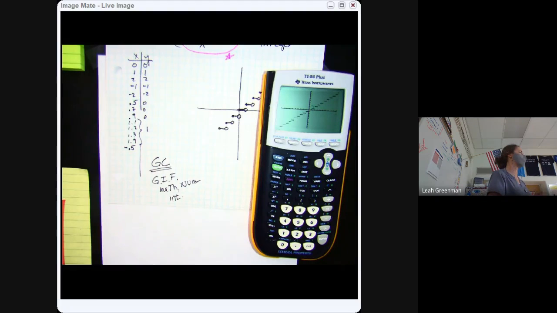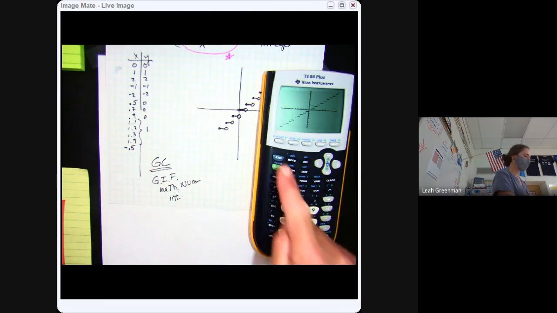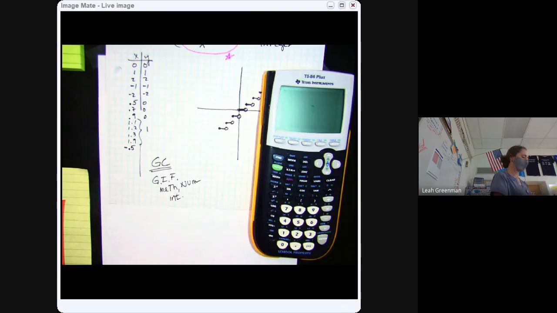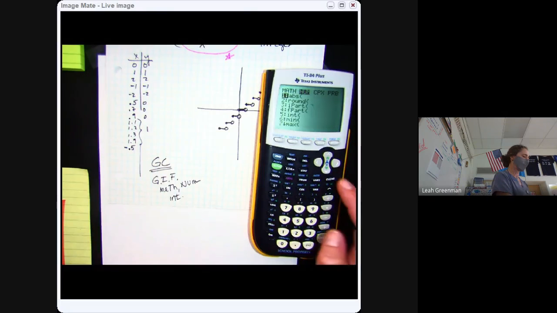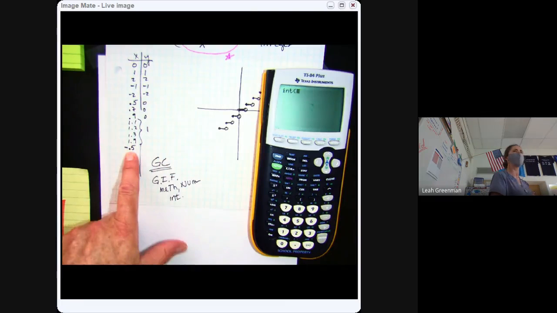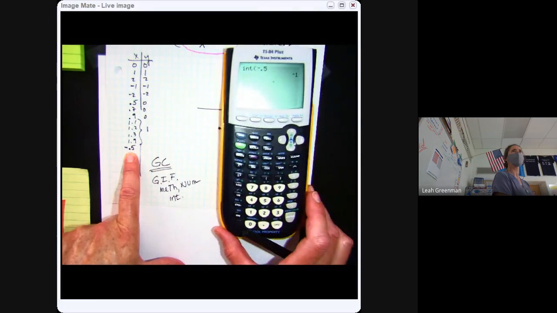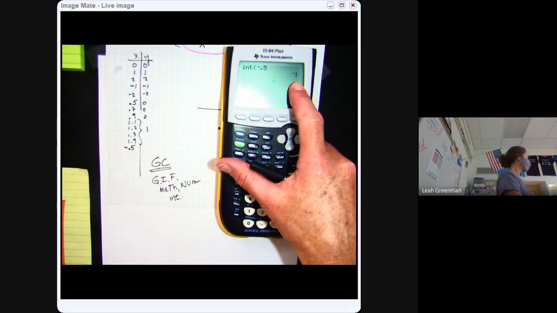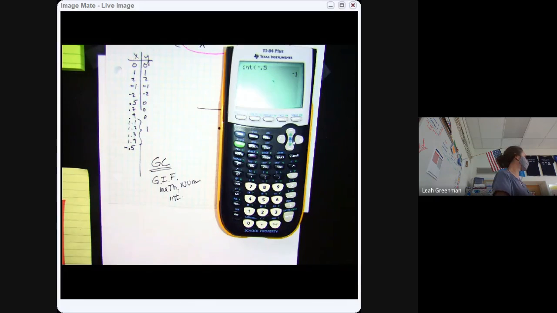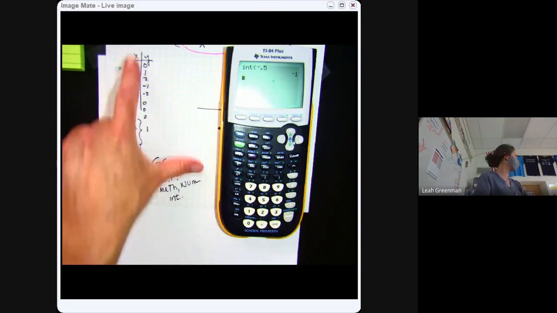Now, is it hard to see if it's an open or closed circle? That's tricky to see. On the home screen, if we second quit, if you want to go math, number, number 5, integer. And if you wanted to plug in, let's say, negative 0.5 here, you plug in negative 0.5, enter. It'll give you that negative 1. So on the home screen, you could have evaluated. You could have used the chart there.